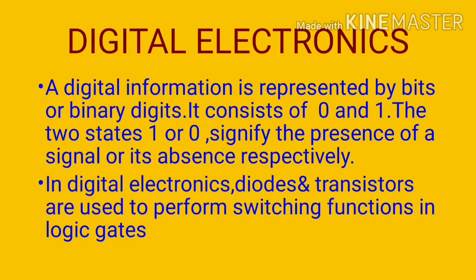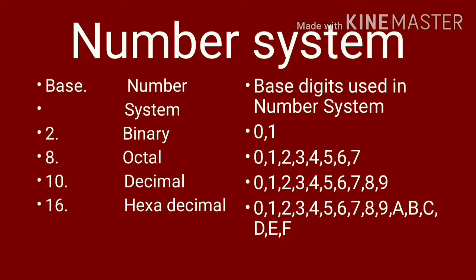Digital electronics. Digital information is represented by bits or binary digits. It consists of 0 and 1. The state 1 represents the presence of a signal and 0 represents the absence of the signal respectively.